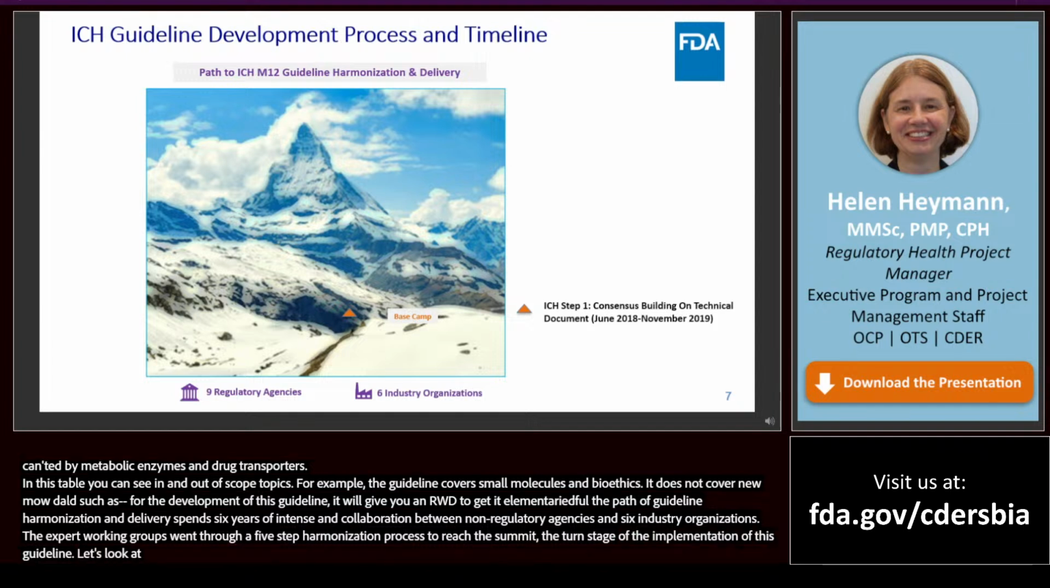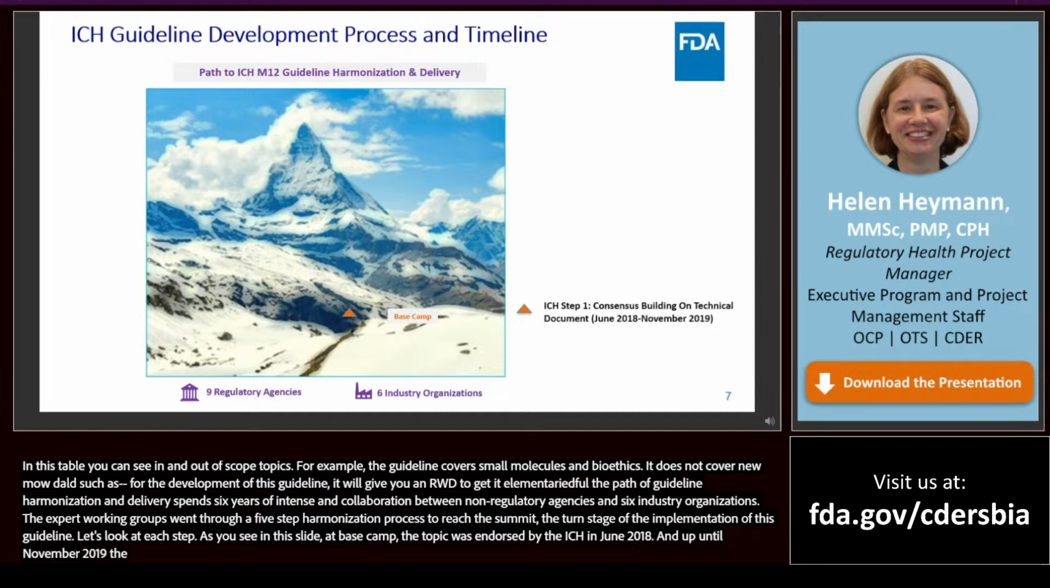As you see in this slide, at base camp, step 1, the topic was endorsed by the ICH Assembly in June 2018. Then, until November 2019, the expert working group worked on several technical documents, of which a proposal for a new guideline. Several topic subgroups were also formed at this time.